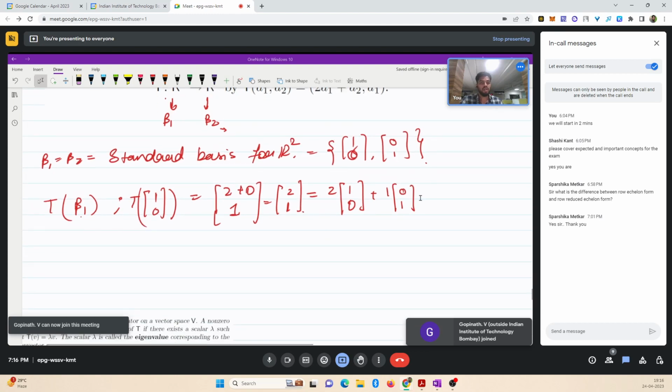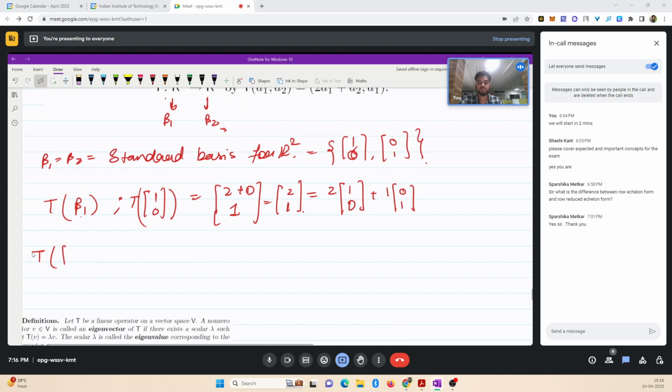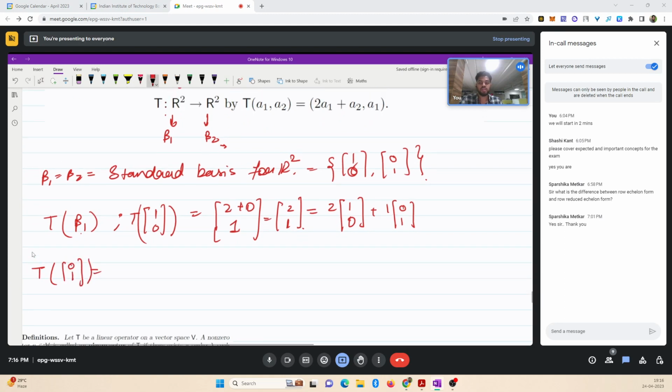So now we need to find this for the second element also. What is this? This is 2 times A1 plus A2, so this is (1, 0). This is nothing but 1 times (1, 0) plus 0 times (0, 1).